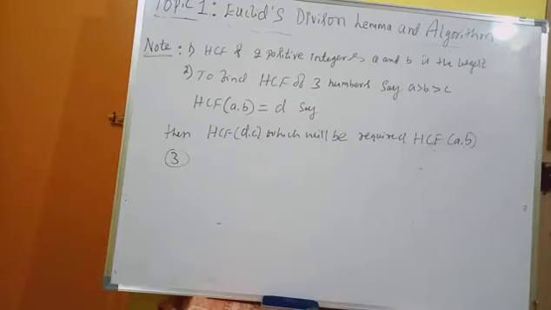A lemma is a proven statement used for proving another statement. An algorithm is a series of well-defined steps which gives a procedure for solving a problem. And what is Euclid's division lemma? Euclid's division lemma states that for any 2 positive integers a and b, there exist unique integers q and r such that a is equal to bq plus r. And what is Euclid's division algorithm? It is a technique to calculate the HCF of 2 given positive integers.